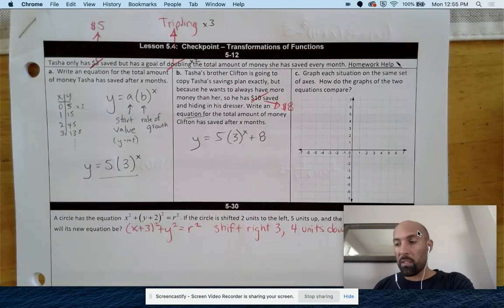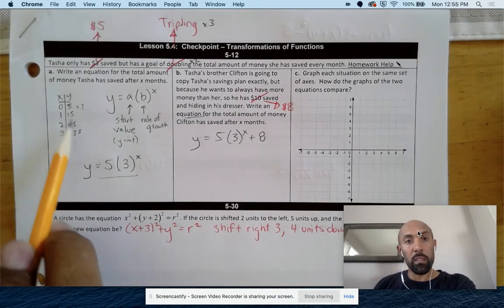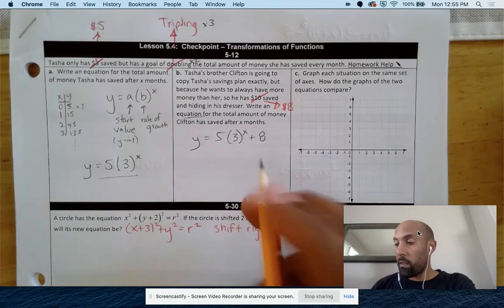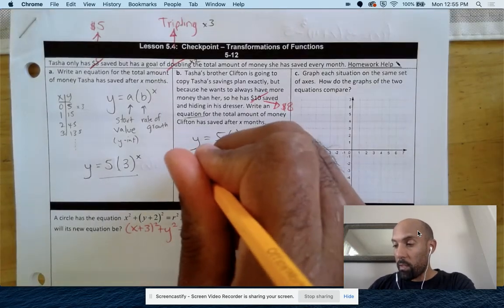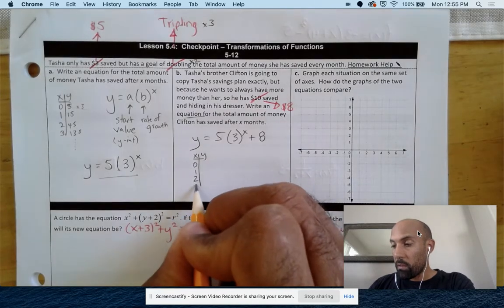Okay. So now let's graph each of these functions. Okay. So now here, I've already got some values written out here. Okay. And then here, let's see what that would look like. Okay, so I'm still going to start with 0, 1, 2, 3, right?